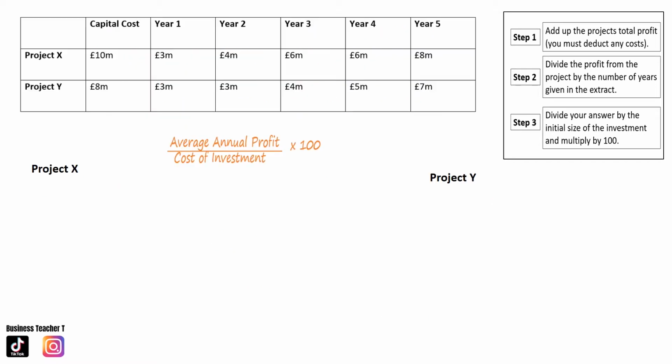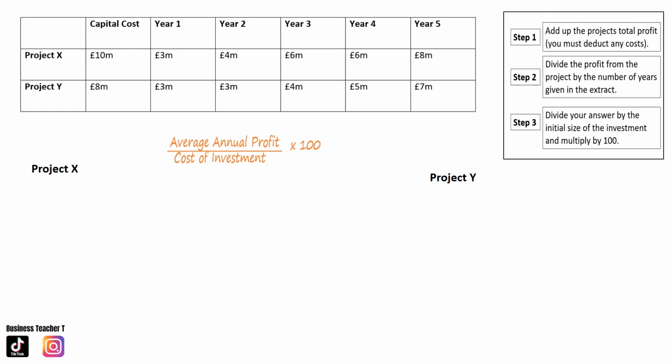On to our next question, and this question now requires us to calculate the average rate of return for project X and project Y. So this might be a case where the manager wants to know which project is going to give them the better rate of return. So let's review the information in the table, and then look at the steps, and obviously apply the formula. So let's focus on project X first.